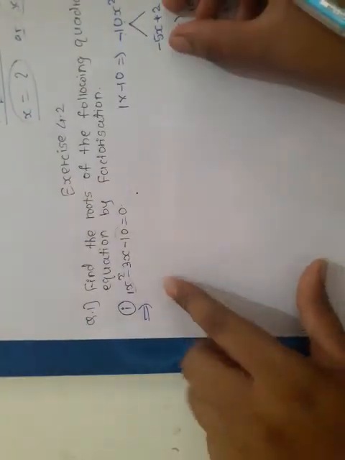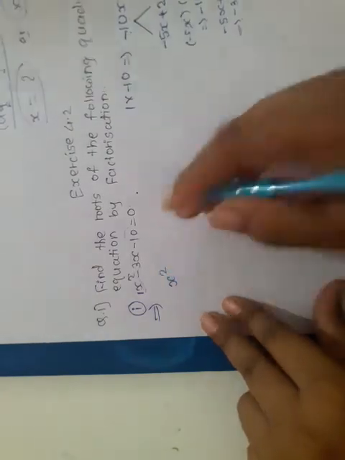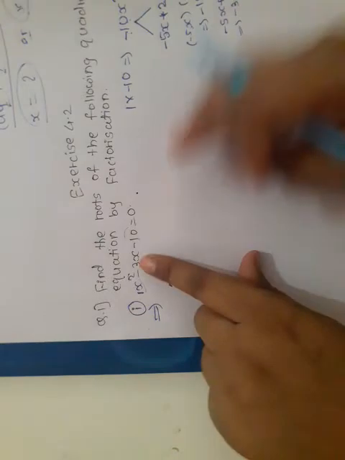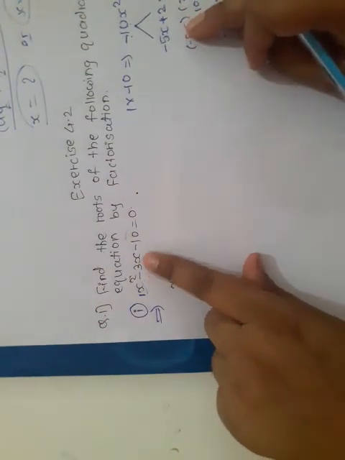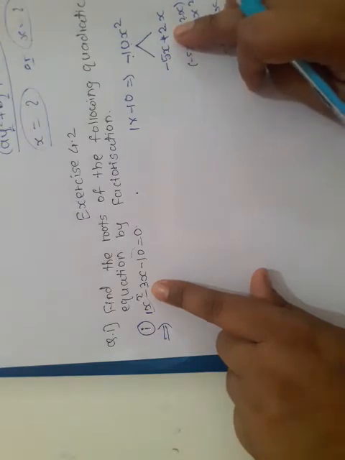So put these values in this quadratic equation. Write down x square. Now we are going to split the middle term. Except for this minus 3x, we have to write minus 5x plus 2x.